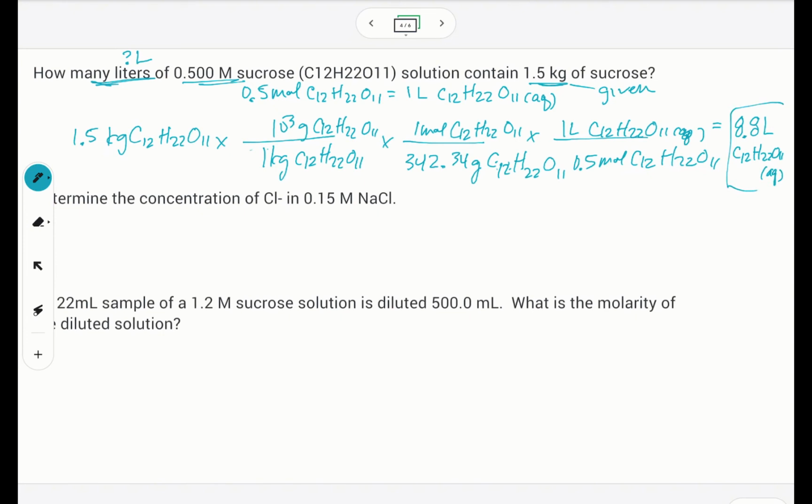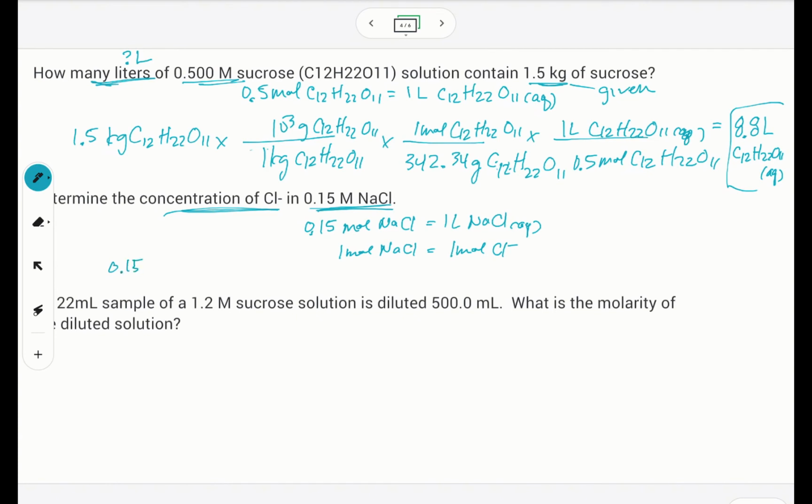Right, and next problem. It says that we are going to determine the concentration of, note, chloride ion in 0.15 molar NaCl. Again, translated, that means 0.15 moles of NaCl solute equal to 1 liter of NaCl aqueous. Now, we also know that if we want to talk about chloride ion, we need to break down our NaCl, right? So 1 mole of sodium chloride is equal to 1 mole of chloride ion, right? That's stuff we've been talking about since chapter 5.